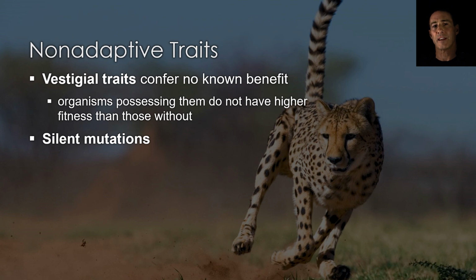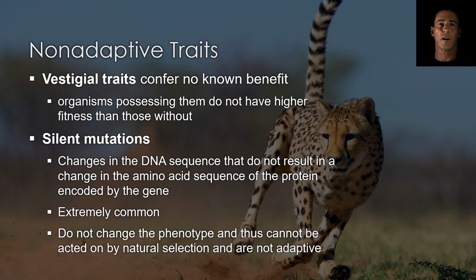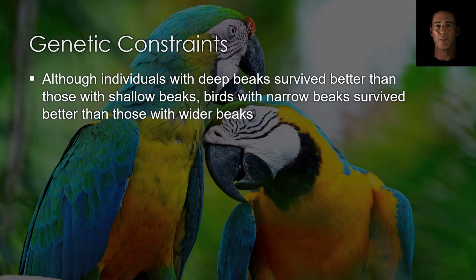One of the best examples of non-adaptive traits involves evolutionary changes in DNA sequences. Due to the redundancy of the genetic code, a mutation may change a base in the third position of a codon without changing the amino acid sequence of the protein encoded by that gene. This is called a silent mutation. Silent changes in DNA sequences are extremely common. Since they don't change the phenotype, they can't be acted on by natural selection and are not adaptive.